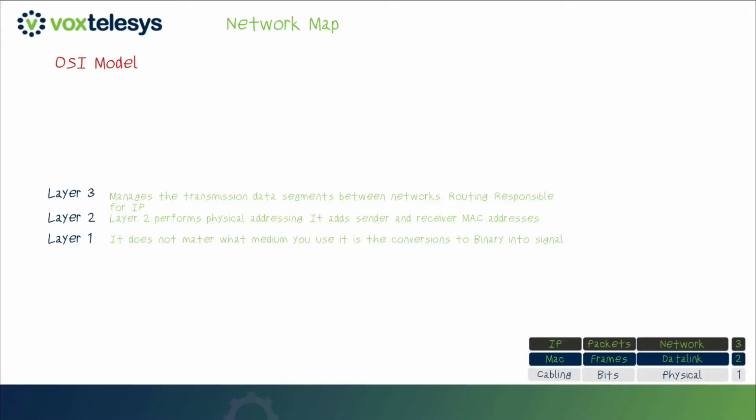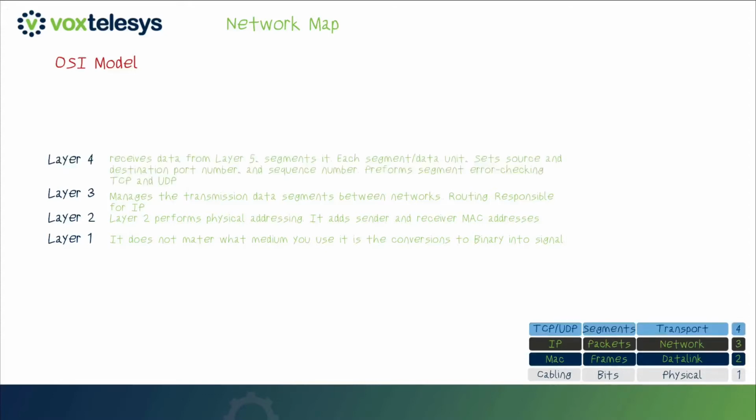Layer 4 is segmentation. It has some error correcting in it. It performs sequencing. It's responsible for the TCP and the ports. It's very important for how voice works. So for example, SIP is on port 5060 using UDP. That's all assigned here at layer 4.